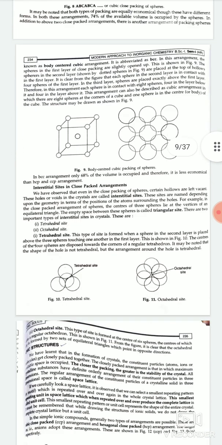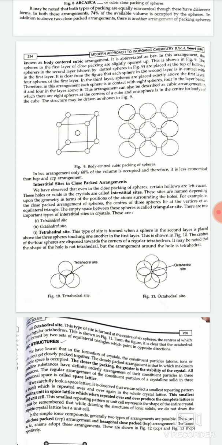In addition to the two close pack arrangements, there is another arrangement of packing spheres known as body centered cubic arrangement. It is abbreviated as BCC. In this arrangement, the spheres in the first layer of close packing are slightly opened up. This is shown in figure 9. The spheres in the second layer, shown by dotted spheres in figure 9, are placed at the top of hollows in the first layer. It is clear from the figure that each sphere in the second layer is in contact with four spheres of the first layer. In the third layer, spheres are placed exactly above the first layer.